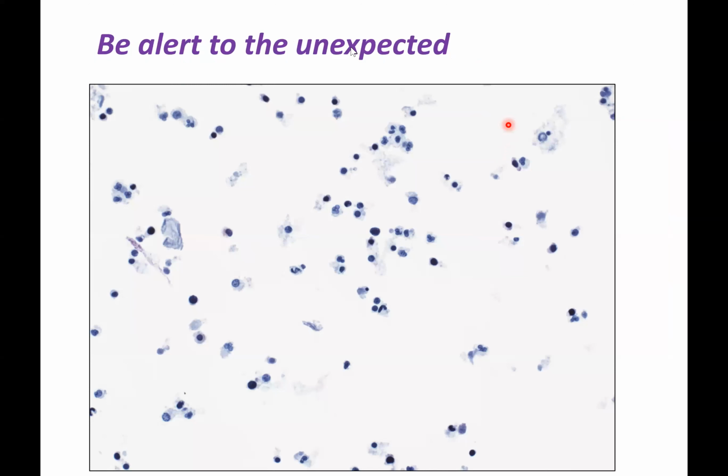This is a urine from a 75-year-old man, and we can see it's rather busy with these cells with a very high nuclear to cytoplasmic ratio. They're quite small at the nuclear.